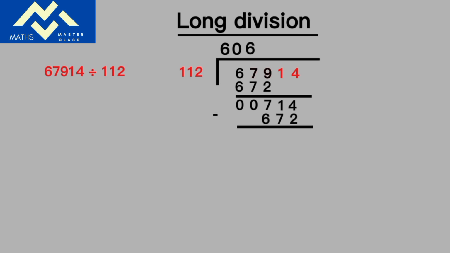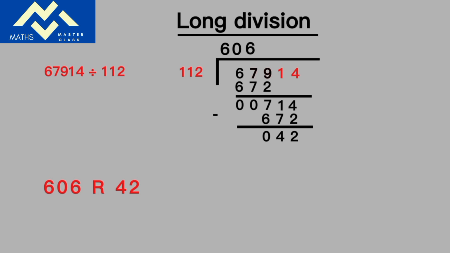Now, subtract. 4 minus 2 equals 2. 1 minus 7 cannot go since 1 is less than 7. So we borrow 1 from 7 and add to here, it becomes 11. 11 minus 7 equals 4. Here is now 6 since we borrowed 1 earlier. 6 minus 6 equals 0. So we have 42 as the remainder, no digit to bring down. We can say our answer is 606 remainder 42.